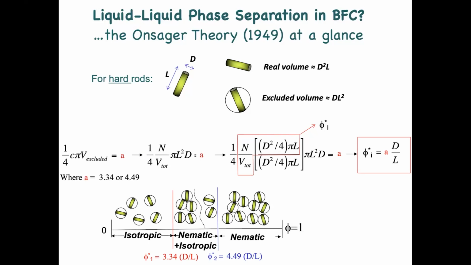Effectively, this condition divides the phase diagram into three regions. If you are below the first one, you are in the isotropic phase. The density of rods is still low enough, and they're freely rotating here. If you cross this first condition, then you have isotropic plus nematic. You have two phases, and if you cross the second condition, you are fully nematic. So all the rods are aligned along a common director.